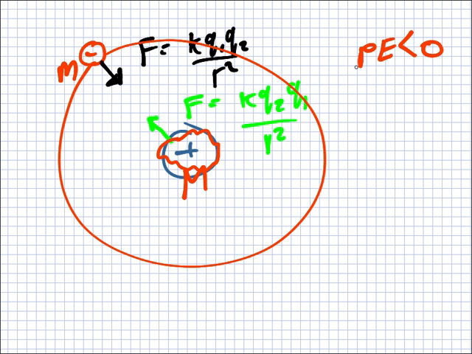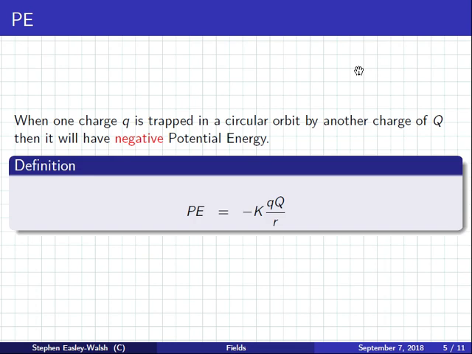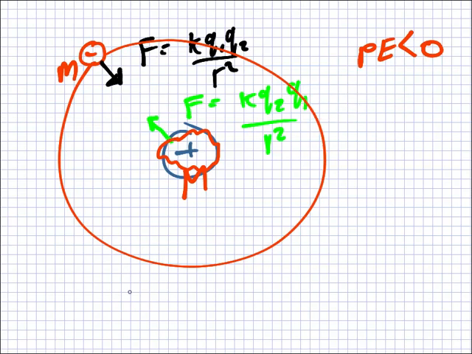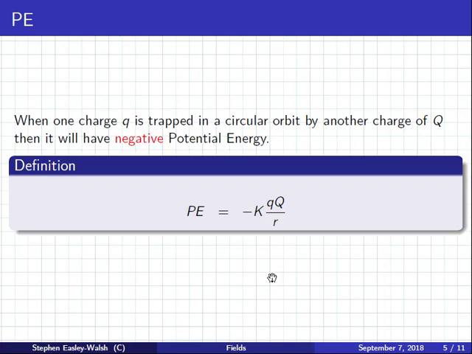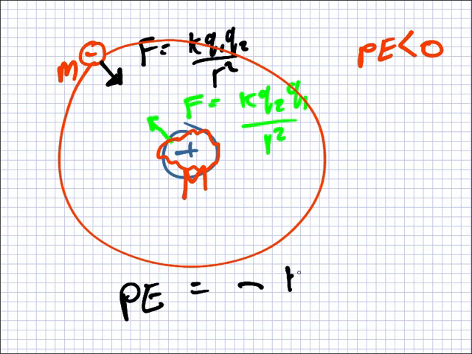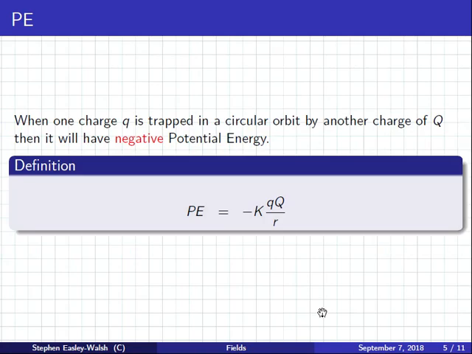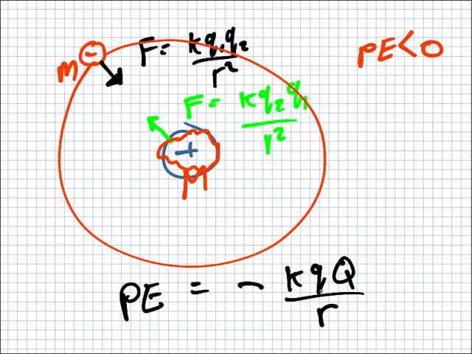because the electron has a negative potential energy, it's trapped and it needs energy to be freed. So, you have a formula for calculating this potential energy. It's negative KQQ over R, no square. So the reason for the minus is because it's trapped. And it's a small charge trapped by a bigger charge, perhaps.